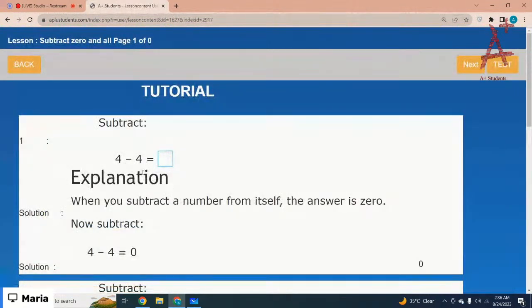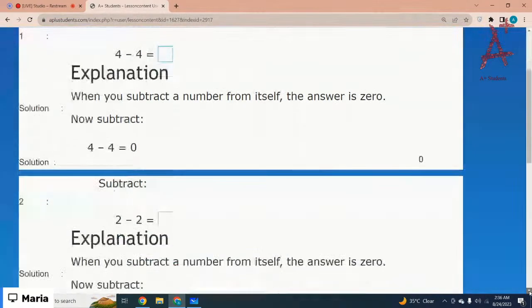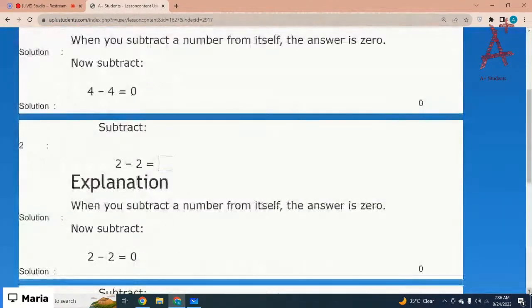Okay, 4 take away 4. That means you are subtracting a number from itself. Whenever you are subtracting a number from itself, your answer must be 0, right? So it doesn't matter what number it is. When you are subtracting a number from itself, the answer is 0. Same is the case for 2 take away 2. You are subtracting 2 from itself, so 2 minus 2 is 0.